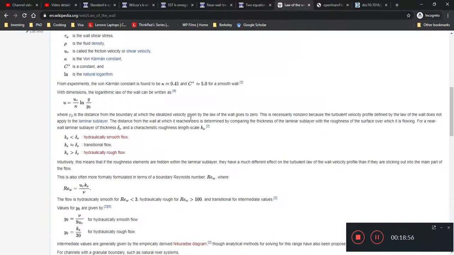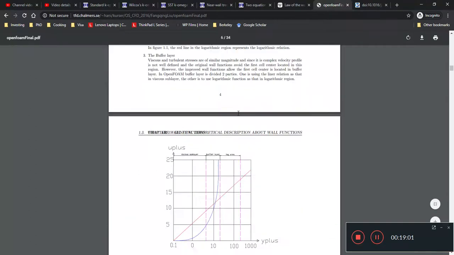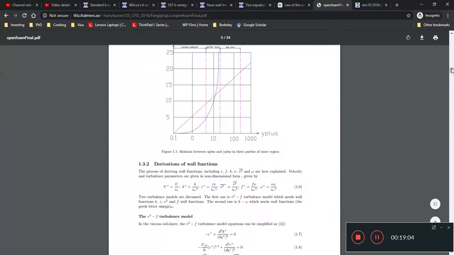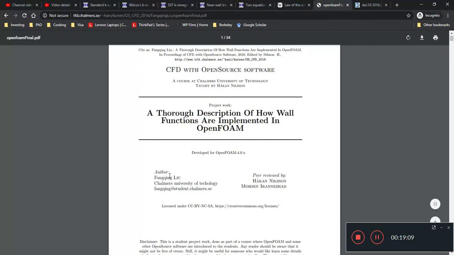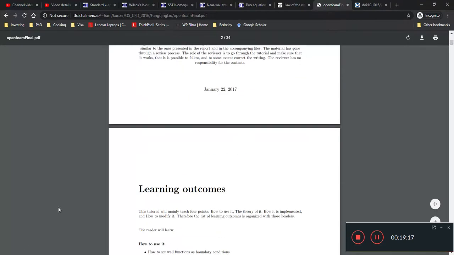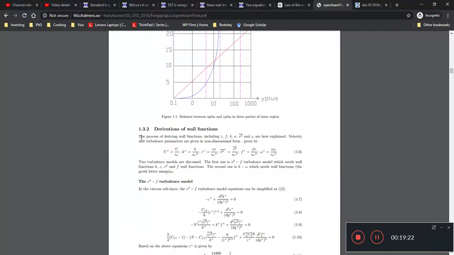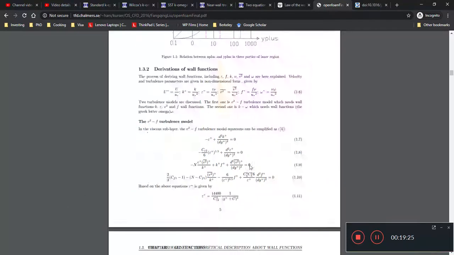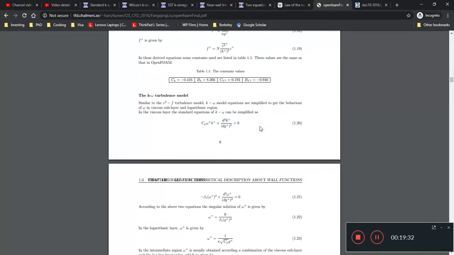So how do these actually come about? I'll just show you briefly. Just ignore this page. I think this is one of the documents by Fangqing Liu. It is a project description of how wall functions are implemented in OpenFOAM. You scroll to, I think, chapter 1.3.2. It will show you that in the k omega model you'll have these two equations. I think there's a typo in this one, but yeah.